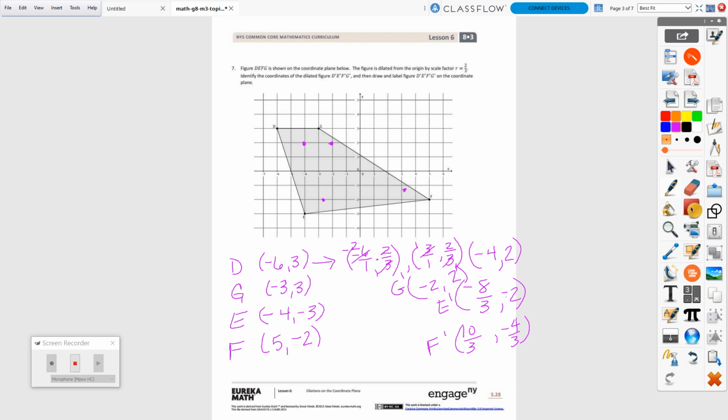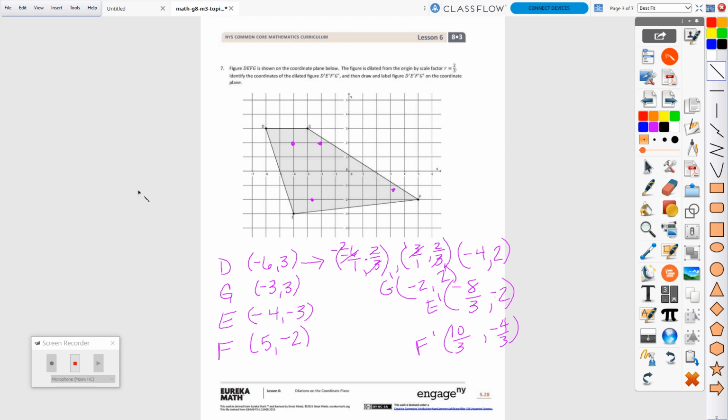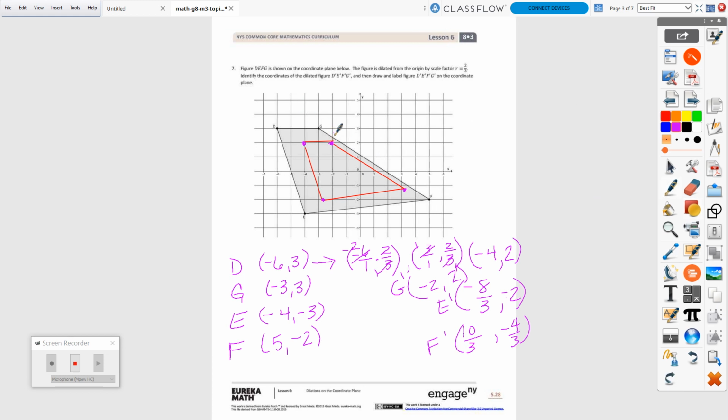And we can go ahead with our straight edge and connect those lines. And we should have our new shape. Do note that all of those previous segments are parallel to the new segments. Okay, so we have GF is parallel to the new G prime, F prime. Make sure you label. And you're good. Head back to the classroom.